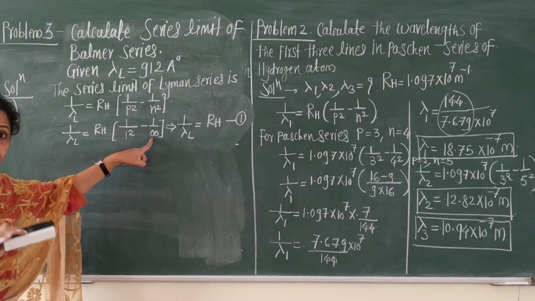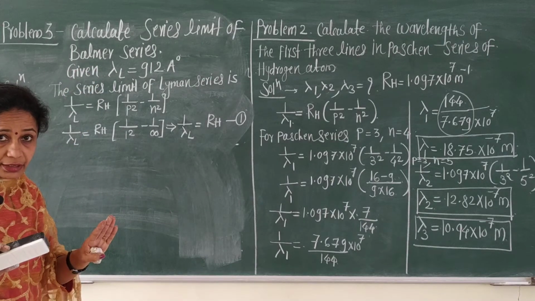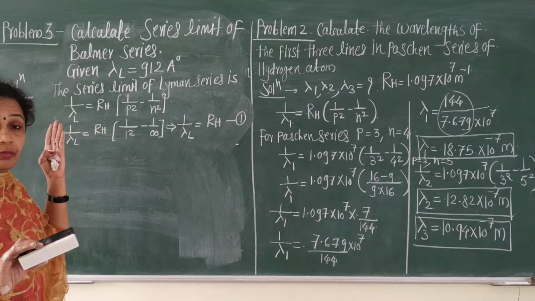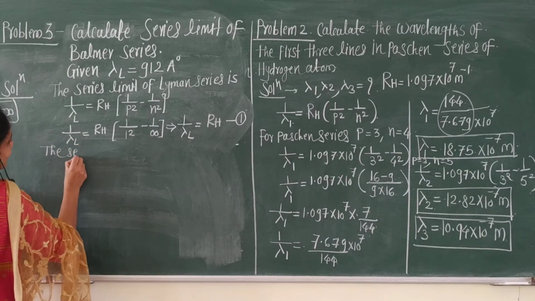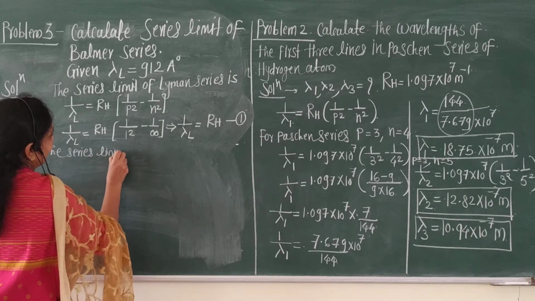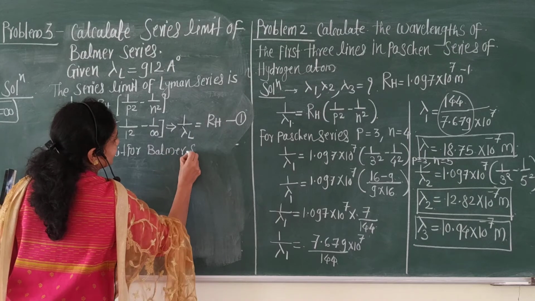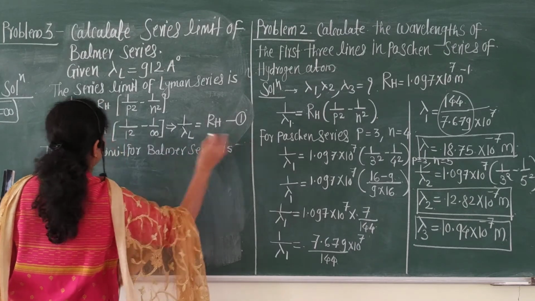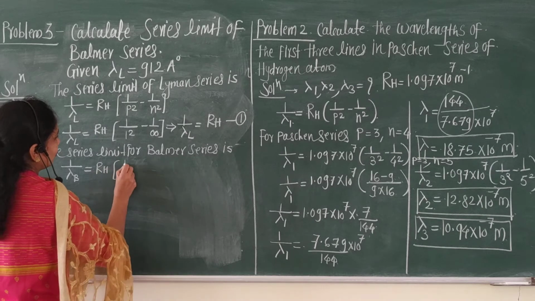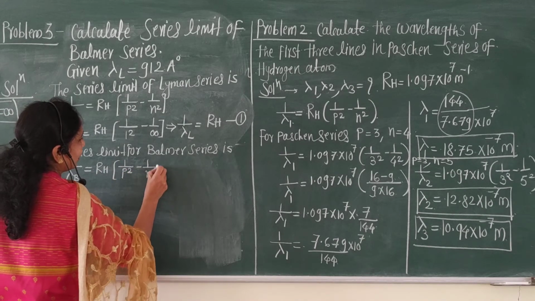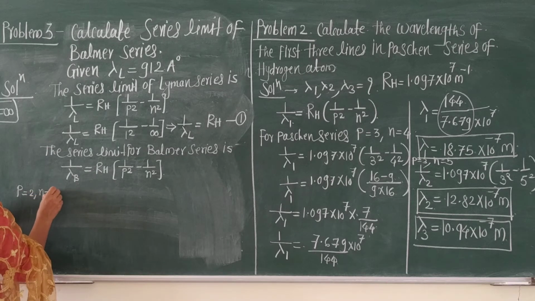Here we take n is equal to infinity. Okay, कारण आपल्याला लेमन सीरीजची वेवलेंथ दिलेली होती, मग आपण त्याच्या सीरीज लिमिट साठी लिहिले इक्वेशन्स. Now we have to calculate the series limit for Balmer series. Now the series limit for Balmer series is 1 upon lambda B for Balmer is equal to RH into 1 upon p square minus 1 upon n square. For Balmer series, what is the value of p? p is equal to 2 and n is equal to infinity.